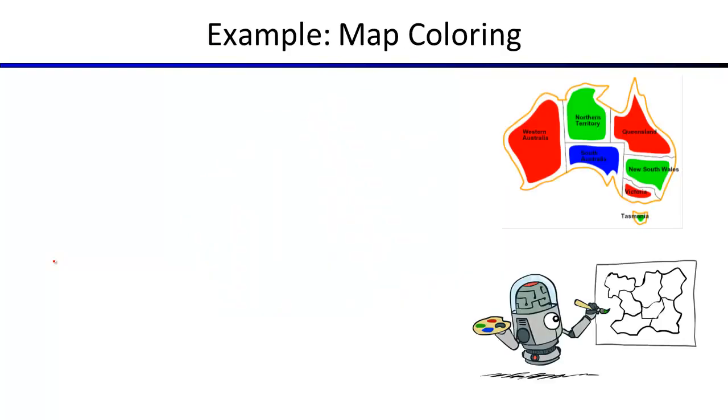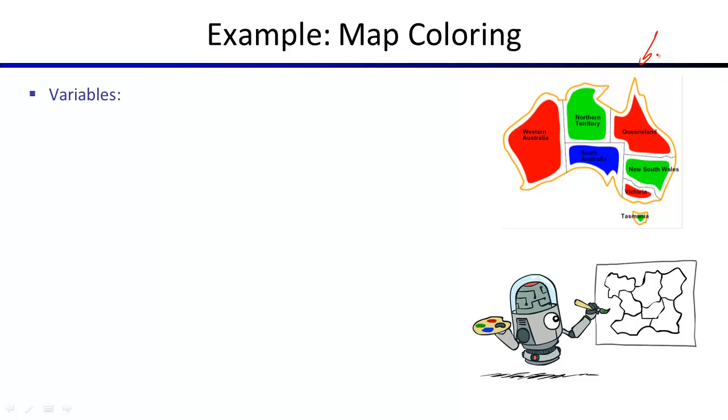First example, let's look at map coloring. What you see here is a crude map of Australia split up into several regions, which correspond to states. Some of them are called territories. The problem is to color in the map in a way that no neighboring regions have the same color. You have three colors available: red, green, and blue. So how do we formalize this?